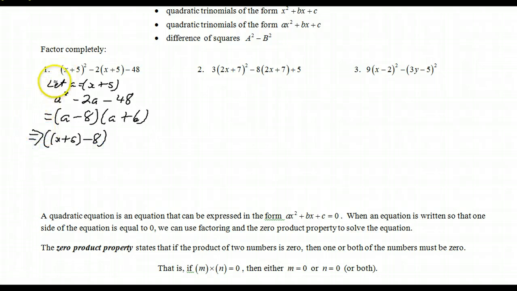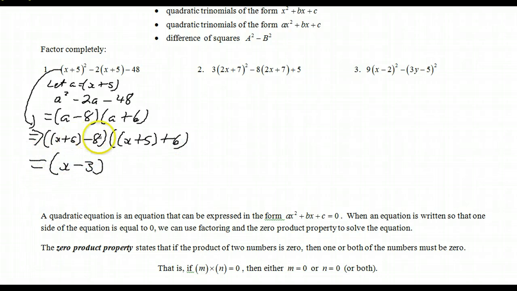Shouldn't have an equal sign there. That's actually equal to this. And x plus 5 plus 6, that's equal to x minus 3, plus 5 minus 8. We're removing the brackets, nothing special to do. And x plus 11. Make that a thick one, an 11.